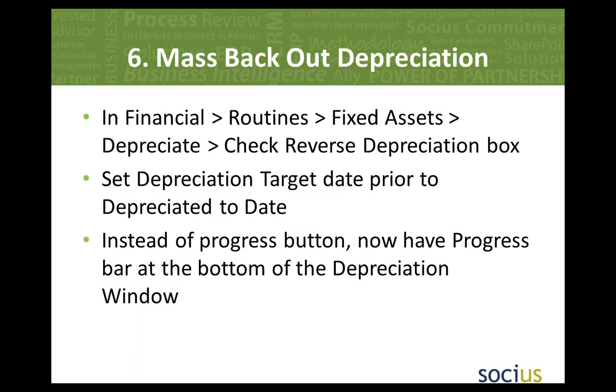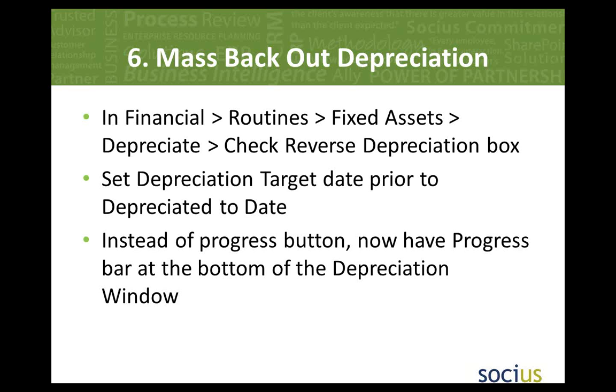The next feature I'm going to show you is the ability to mass back out depreciation. You've always had the ability to go in and back out depreciation for a single asset. And so Microsoft has added now the capability to reverse depreciation on a group or all assets. And this is done now under Routines. And so you go into the Routines Fixed Asset Depreciate window, which is the same depreciation window that you've always used, and there's now a reverse depreciation checkbox available in there.